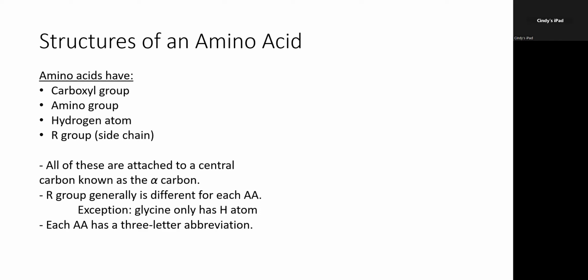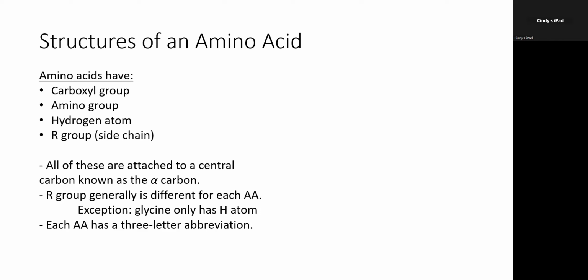Within each amino acid, of which I believe there are 20 in proteins, all the R groups are going to be different, with the exception of glycine, which only has a hydrogen atom, so it doesn't have an R group. And then each amino acid is abbreviated by 3 letters specific to that amino acid.